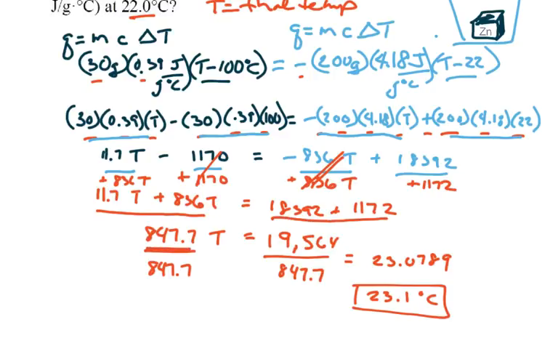I put together 18,392 plus 1,172. I got 19,564. To get t by itself, divide both sides by 847.7, sorry, and I end up with 23.0789, which I'm going to round off to 23.1 degrees Celsius.